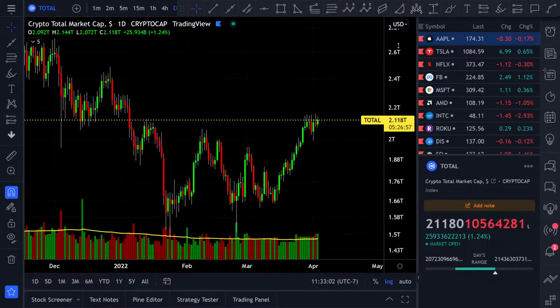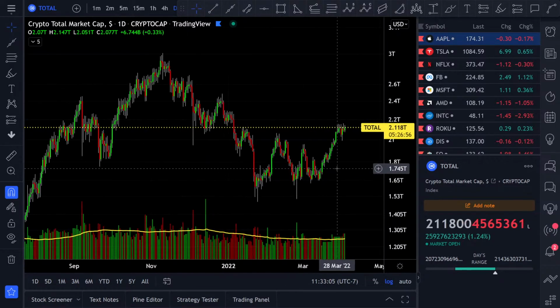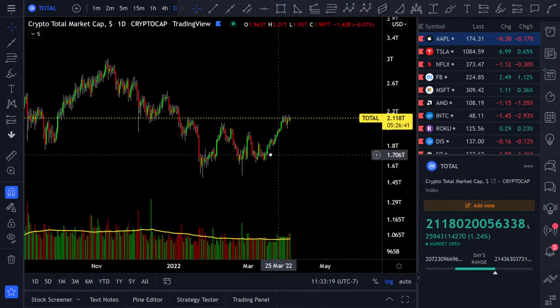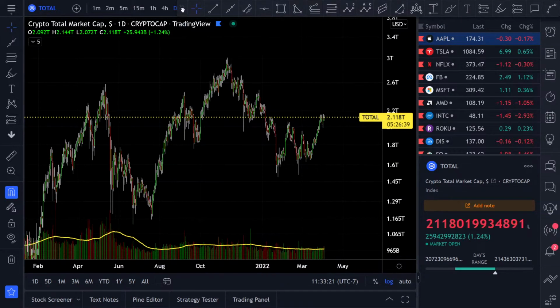I like to start off with total market cap because it represents, this is by TradingView, actually by CryptoCap, but it's available on TradingView, and it's basically the entire dollar market cap of the entire crypto market combined. It's in trillions. So where are we with crypto?